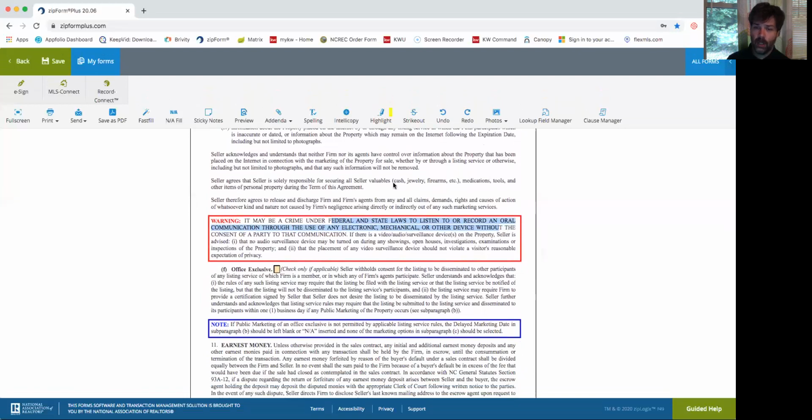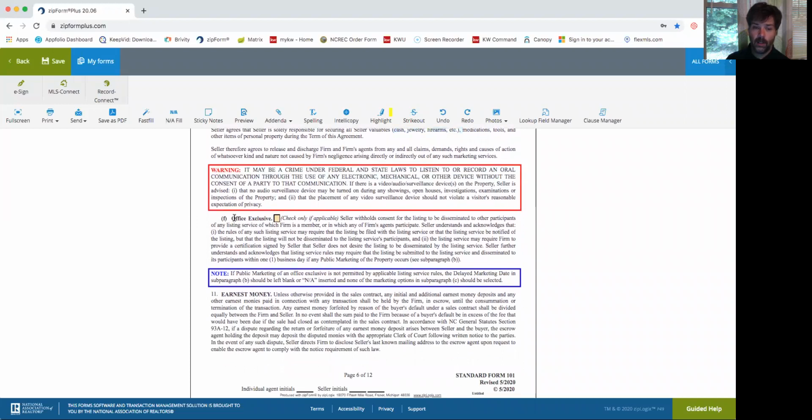Make sure they also know to lock up any valuables they have. If it's firearms, medicines, jewelry, whatever the case may be, if you don't want it gone, don't leave it there. Put it in a storage, put it in a safe deposit box, put it somewhere besides where we are going to be opening your home to the public.